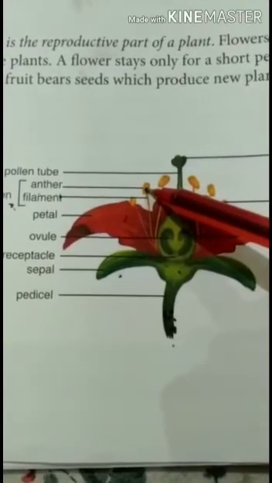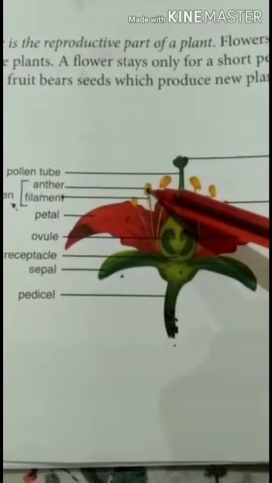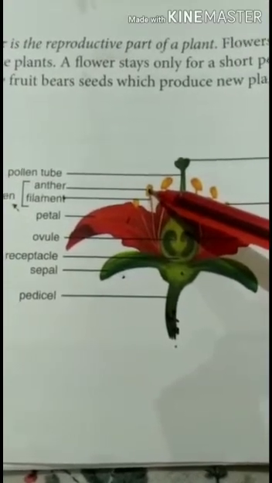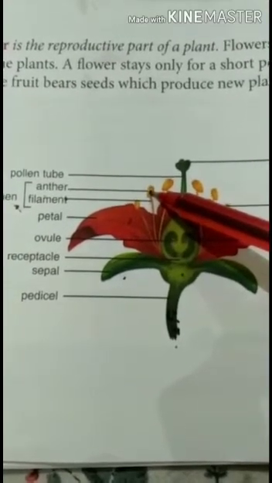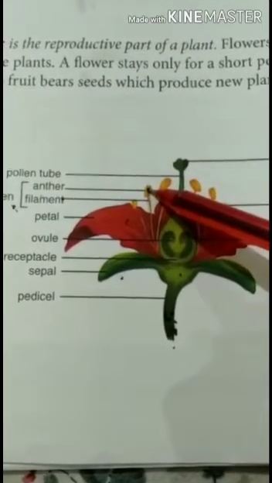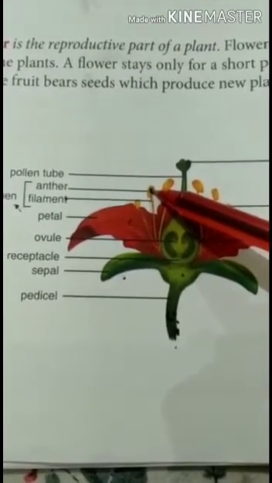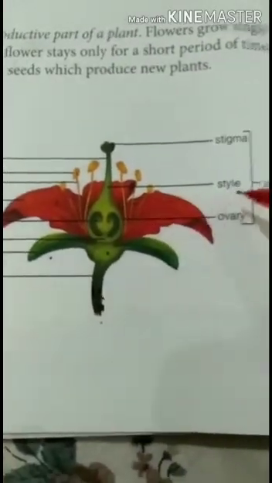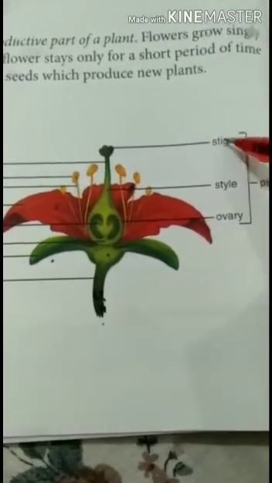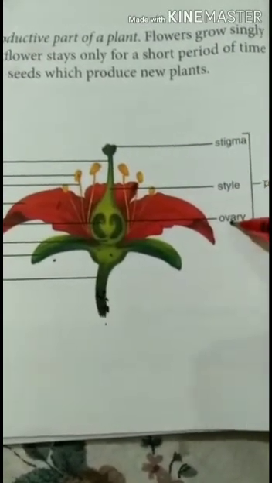This anther produces dust-like structures called pollen grains. Pollen grains are the male reproductive cells. Then androecium is the third wall of the flower. And the fourth wall of the flower is gynoecium. Gynoecium consists of pistil. Pistil has three parts: stigma, style, and ovary.